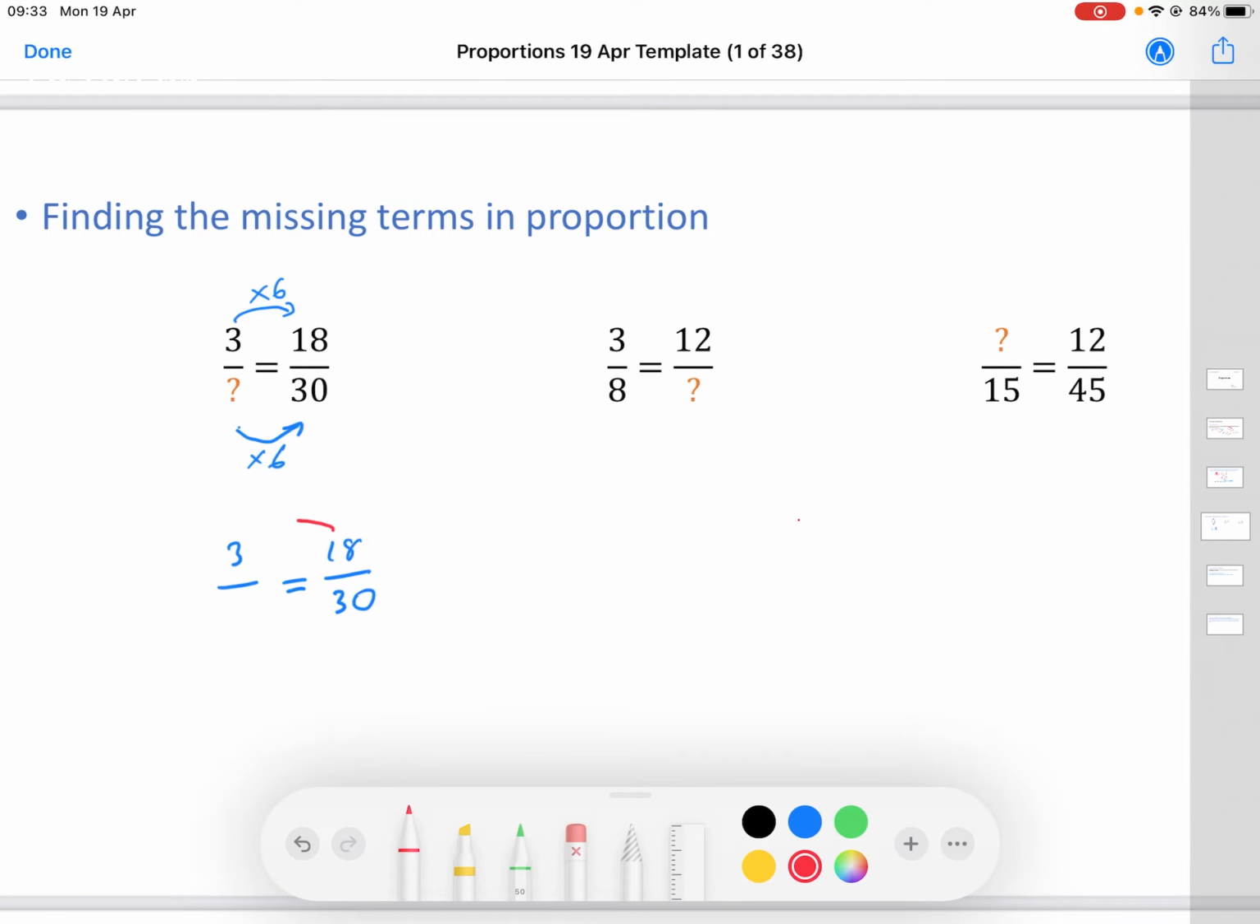Now, just the opposite of multiplication, 18 divided by 6 is 3. Therefore, 30 can also be divided by 6. So that will give you 5. Here, the scale factor is 6.